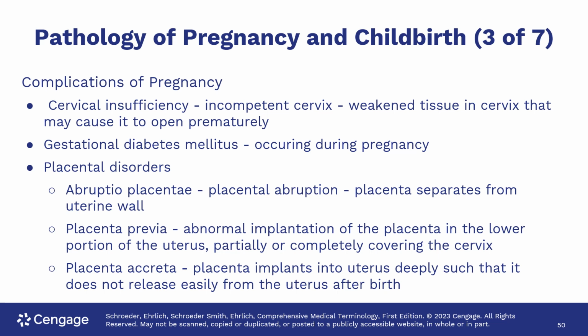Complications during pregnancy can be cervical incompetence that we touched on before. The cervix is too weak to hold onto that pregnancy as it grows. Gestational diabetes occurs in pregnancy. And the placenta can prematurely separate from the uterus, or it can implant so deeply that it does not release from the uterus after birth. It can be implanted abnormally in the uterus, partially or completely covering the cervix.